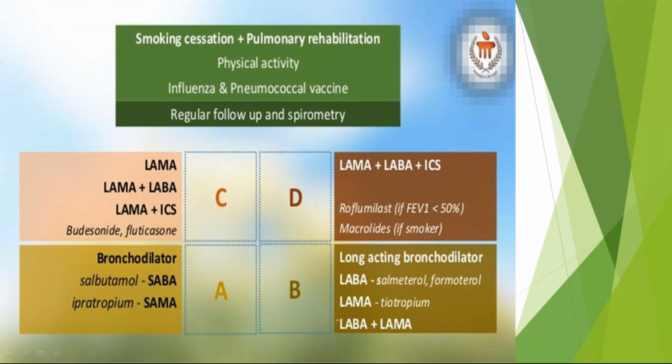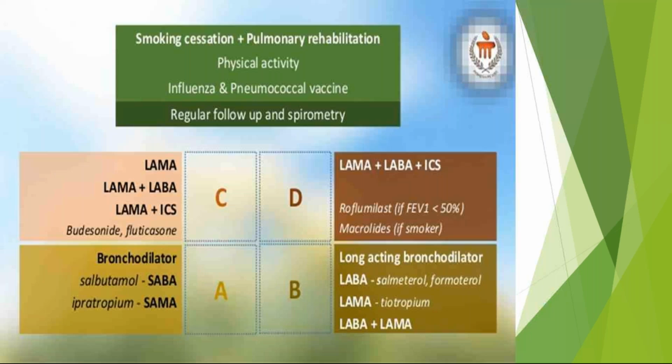In groups A and B, we are using only bronchodilators. In group A, we are using short-acting bronchodilators, whereas in group B, we are using long-acting bronchodilators. In category C, we are adding steroids to prevent the inflammation.